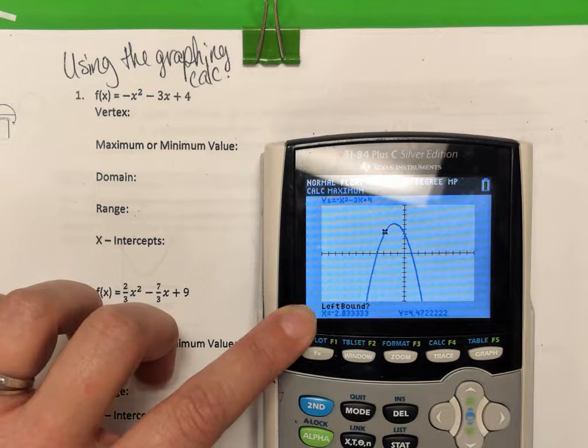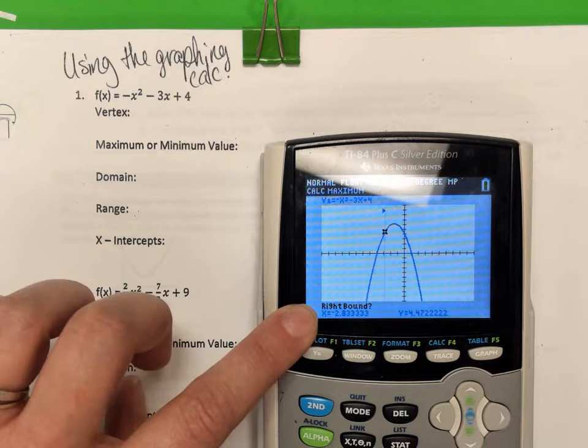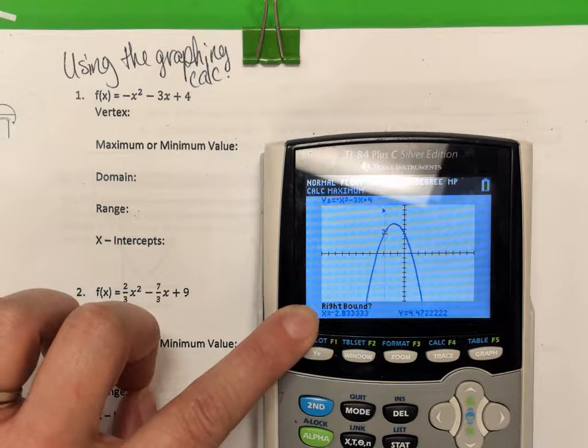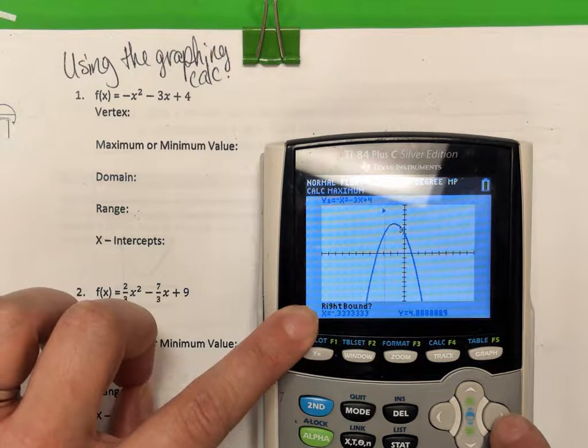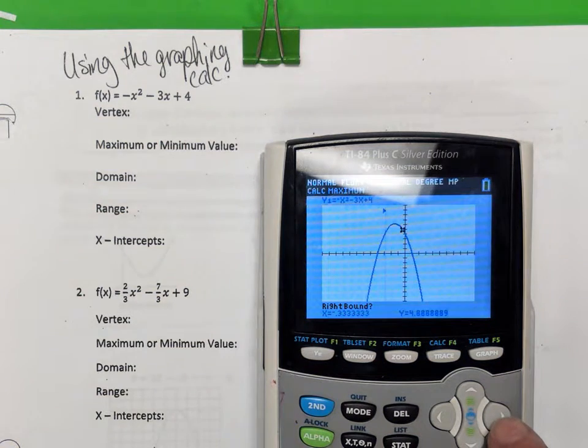All right, now hit enter when you get somewhere on the left side, and it's going to ask you another question. What's it asking you now? So I'm going to do it. Now I'm going to hit the right arrow button. And it doesn't matter where you go, guys. Just go on the right side of that curve. Just make sure your cursor's on the right side.